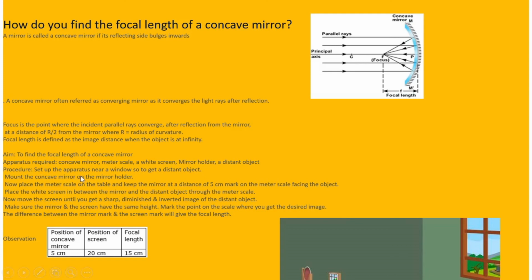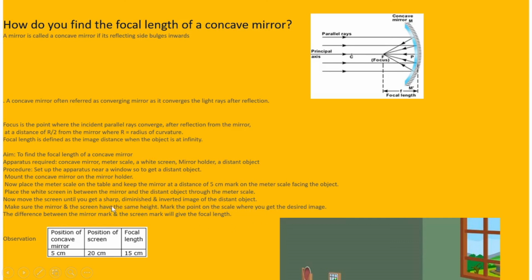Procedure: set up the apparatus near an open window so that we get a distant object. Mount the concave mirror on the mirror holder. Now place the meter scale on the table and keep the mirror at the 5 cm mark on the meter scale, facing the object. Place the white screen between the mirror and the distant object along the meter scale. Now move the screen until you get a sharp, diminished and inverted image of the distant object.